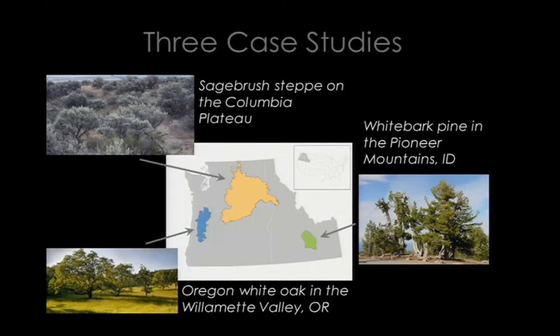So to do this, we looked at 3 case studies. We looked at the sagebrush steppe on the Columbia Plateau, whitebark pine in the Pioneer Mountains of Idaho, in the southeastern area of Idaho, right here, and then Oregon white oak in the Willamette Valley. The species were selected out of a series of workshops that we did in each of these case study landscapes as priorities for the managers that were there.